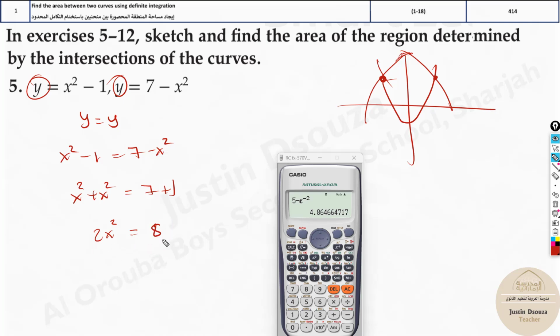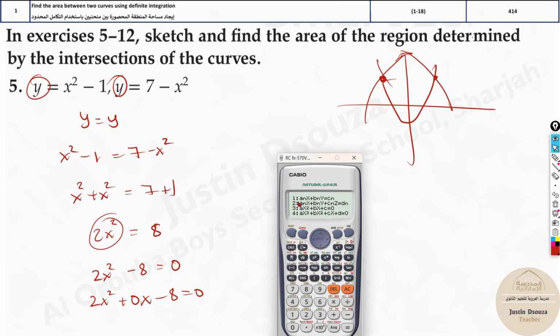Now you can solve this directly by the algebraic method: divide both the sides and then take the square root of 4. It will be plus or minus 2. Or you can use quadratic, mode 5 option 3. Whenever you have x power 2, you can easily get this into quadratic form. Bring this 8 to the other side. It will be 2x squared minus 8 equals 0. Now here remember it's 2x squared plus 0x. The x term is not there, so it's 0x minus 8 equals 0. Now all we do is use mode 5 and option number 3 for quadratics. Put over here the coefficients 2, 0 and minus 8 and solve it up. The answer is 2 and minus 2.